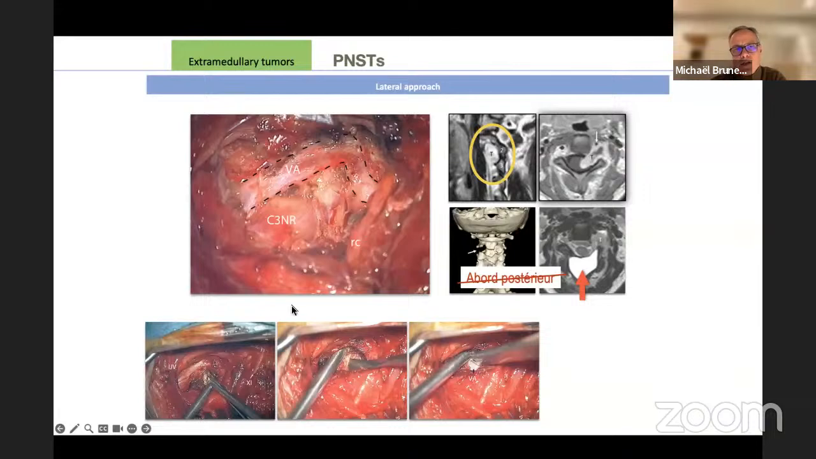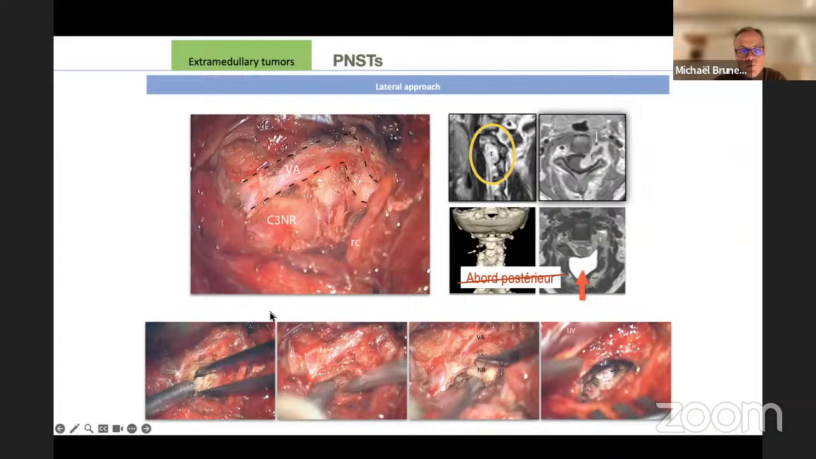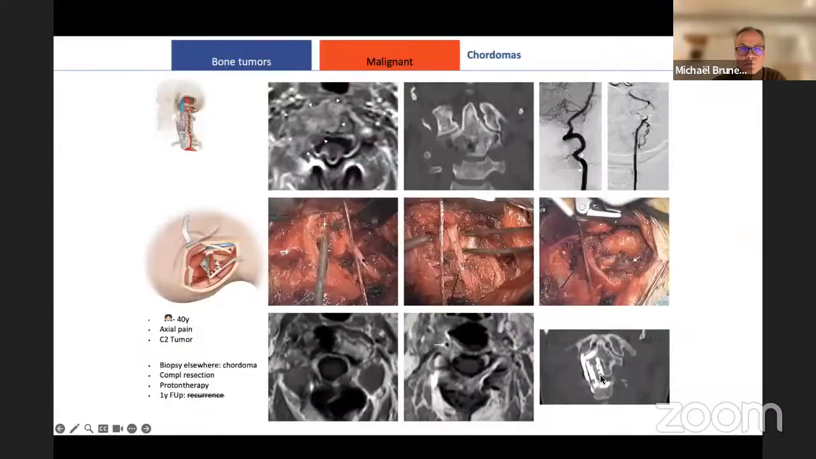This is the exposure of the vertebral artery. This is the final exposure. This is the tumor. And then you just have to resect the tumor by an intratumoral debulking, then a peripheral dissection, and you see the situation at the end of the procedure. This is the vertebral artery completely decompressed now after complete resection.